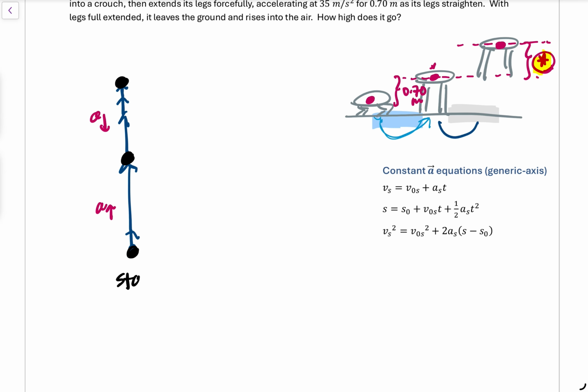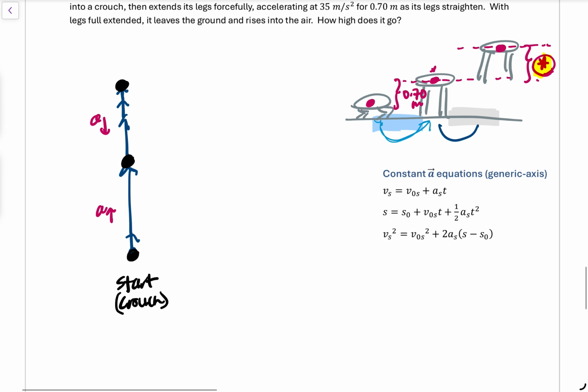So down here, this is our start. And I'll just put in here, this is our crouched position. This part here, I'll just say legs extended. And then up here, this will be our max height, right? Okay, so let's call this one down here.